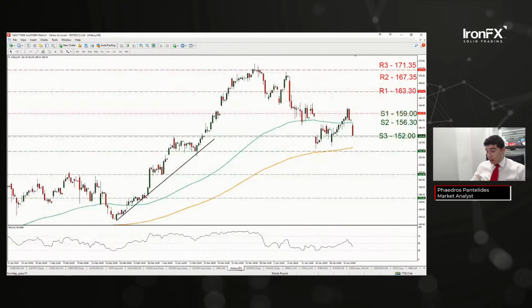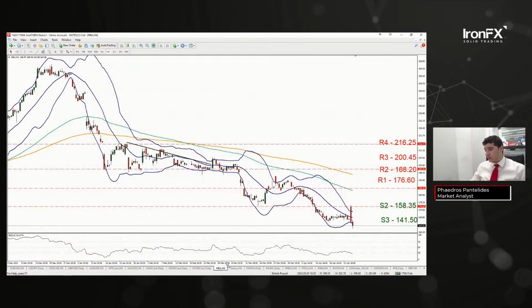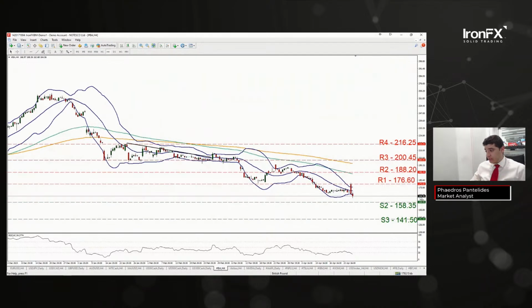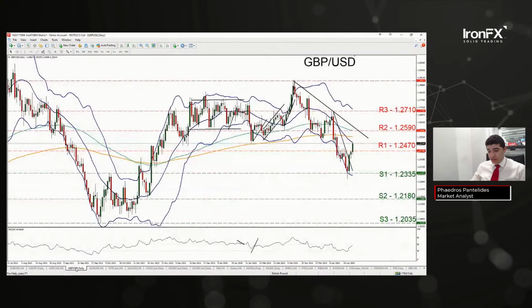We can also have a look at Airbus bouncing off S1 on 59. Boeing, as always, maintaining a bearish outlook for the company stock price.